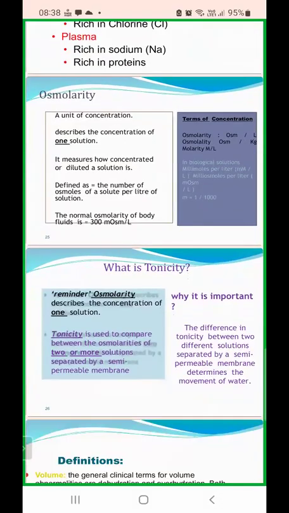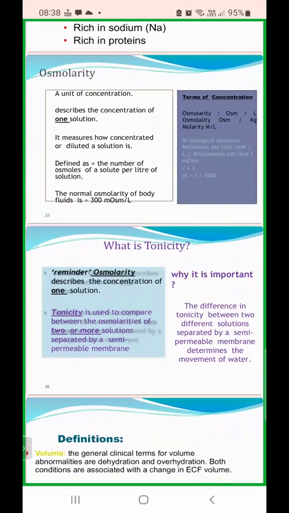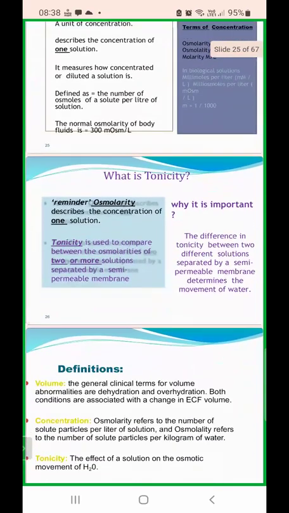Now what is tonicity? Reminder: osmolarity describes the concentration of one solution, and tonicity is used to compare the osmolarities of two or more solutions which are separated by a semi-permeable membrane. Why is it important? The difference in tonicity between the two solutions separated by a semi-permeable membrane determines the movement of water between the ICF and ECF. This is a very important point.